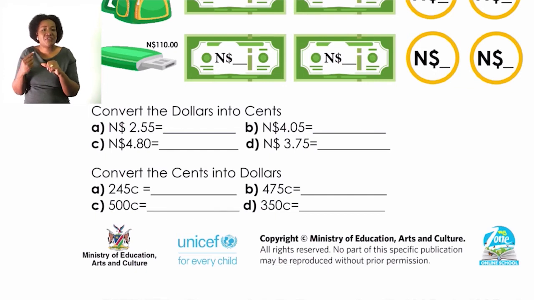Let's quickly look at converting from cents to the dollars. When you're converting from the cents to the dollars, you also just reverse again. There you have, for example, let's look at number C. Number C says we have 500 cents. What can we do? We are changing now the cents to the dollars. So we are jumping 2 places to your left.